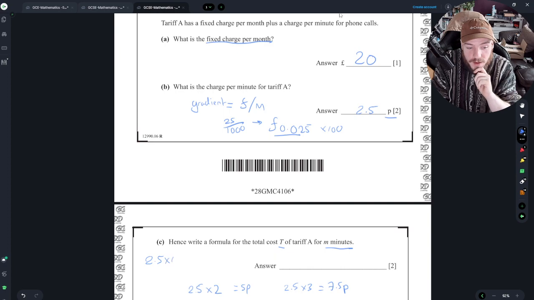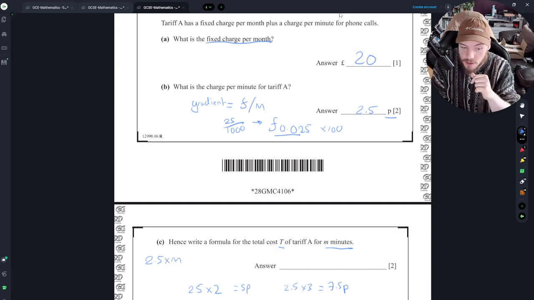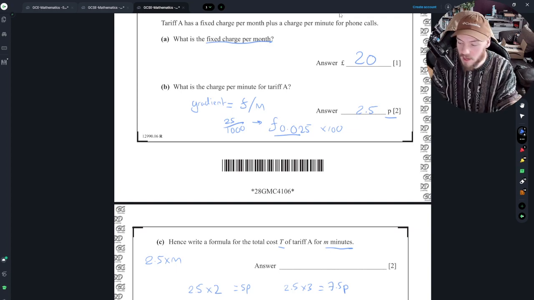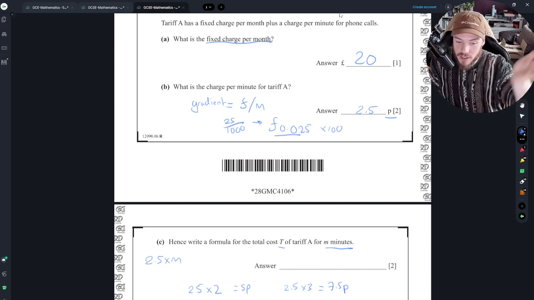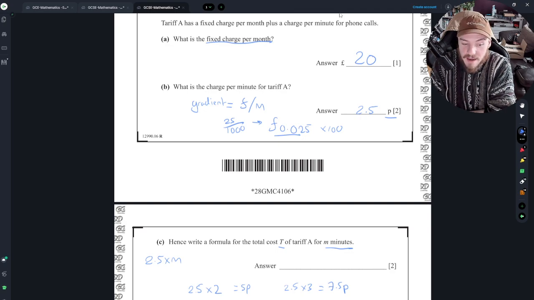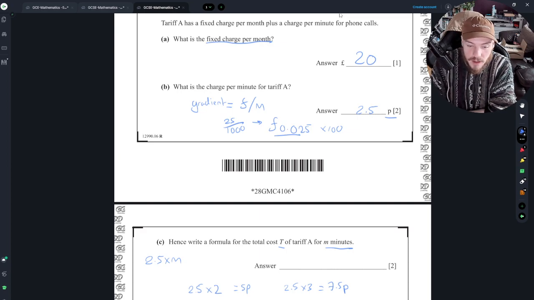So if I didn't know the minutes, I could just go 2.5 multiplied by m. m is just what I like to call a placeholder for our minutes. We don't know how many minutes the person has used, so we'll just put m in. When we know how many minutes have been used, we can change m for that number. This is why we use the variable m. If at any point you want to know the total cost, we can just use the placeholder m and insert a value. If it's 200 minutes, we can insert 200 for this m value.